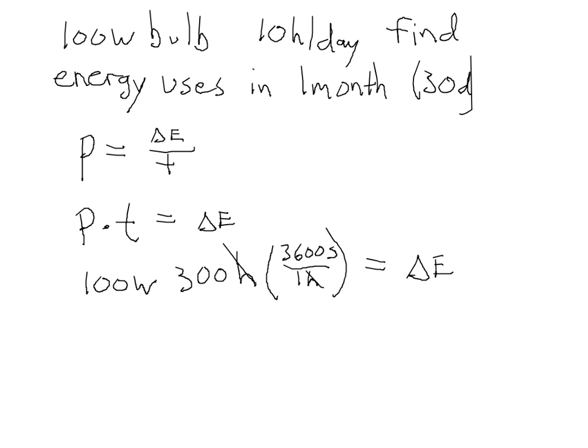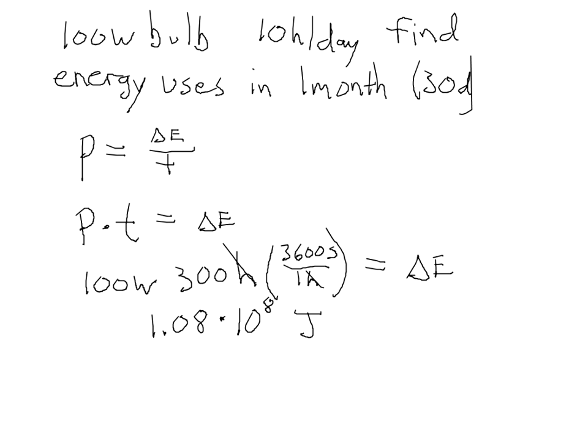Okay, so you need to get a calculator to multiply all those numbers together. We have 100 times 300 hours times 3,600 seconds in an hour. And that gives us 1.08 times 10 to the 8 joules. That's how much energy one 100-watt light bulb uses if it's on 10 hours a day for 30 days.